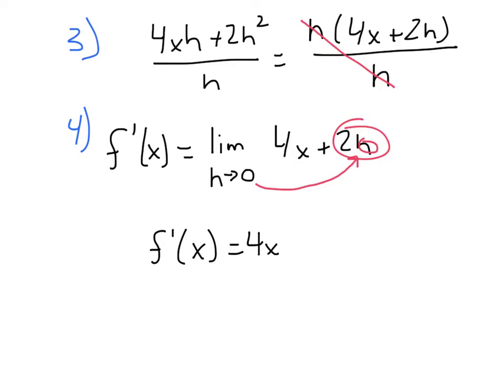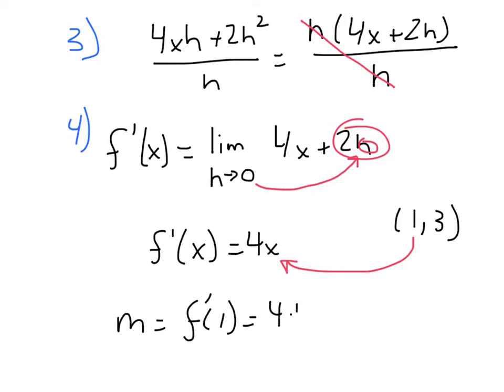And we can use this function to find the slope at our given point. Our given point was (1, 3). So I'm going to take the x value and plug it into my derivative and calculate my slope. The slope is f prime of 1, which is 4 times 1, which is 4. So I have a slope of 4, and I go through the point (1, 3). Now I can make an equation. So remember, my slope is 4 and my point is (1, 3).